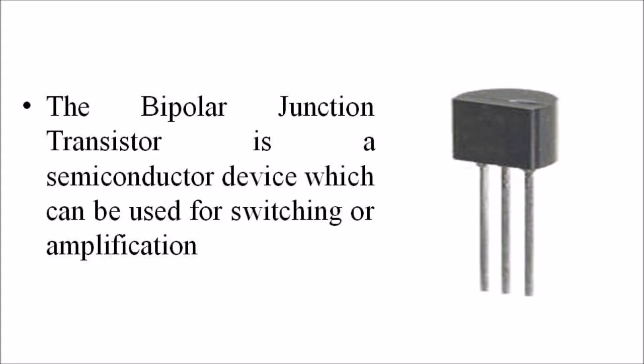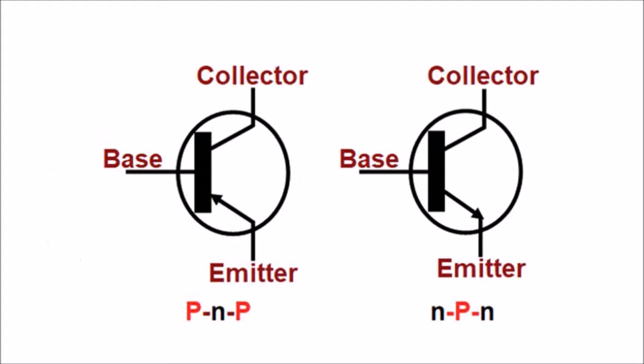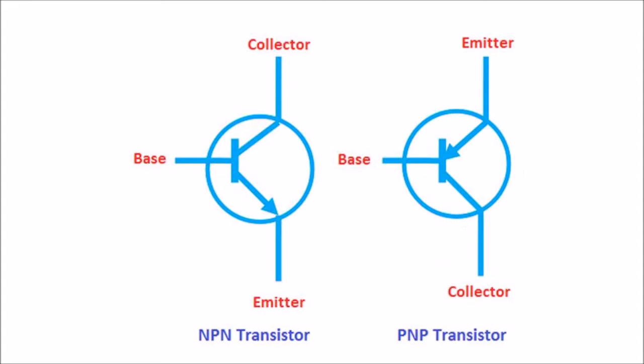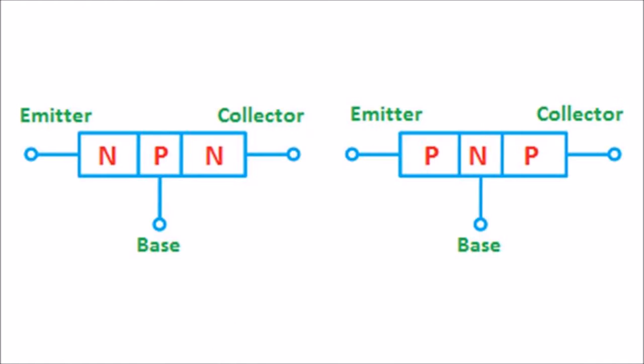Basically these transistors are classified into two types. They are NPN transistor and PNP transistor, based upon the mode of constructing this type of transistor. In this lecture we are discussing what an NPN type transistor is. When a single P-type semiconductor layer is sandwiched between two N-type semiconductor layers, an NPN transistor is formed.